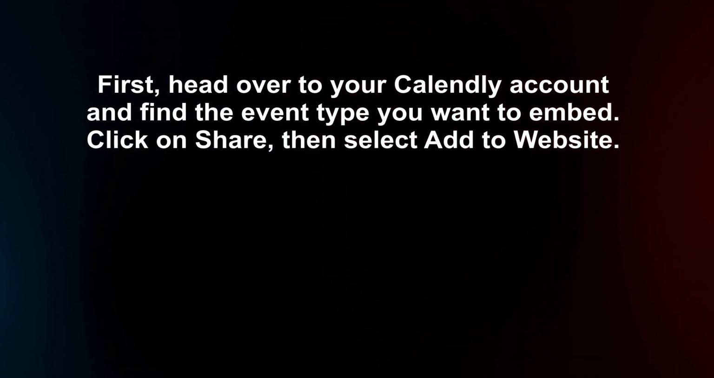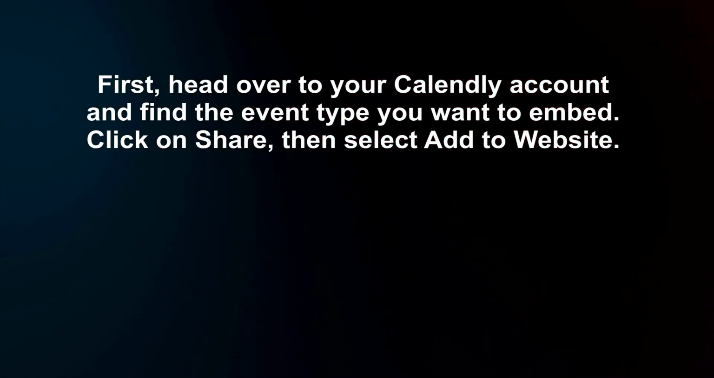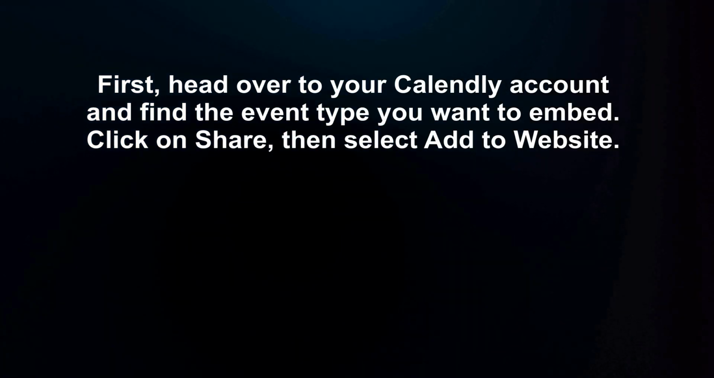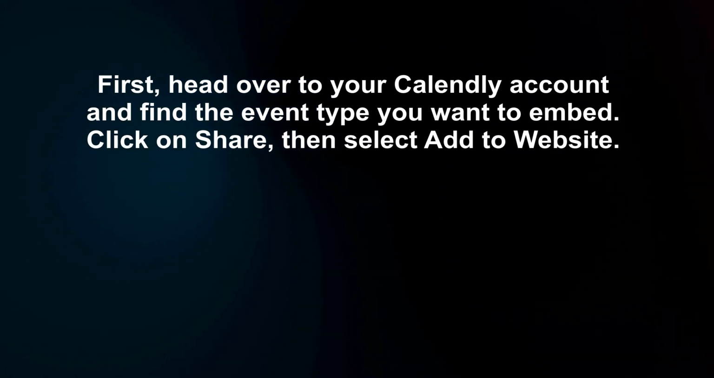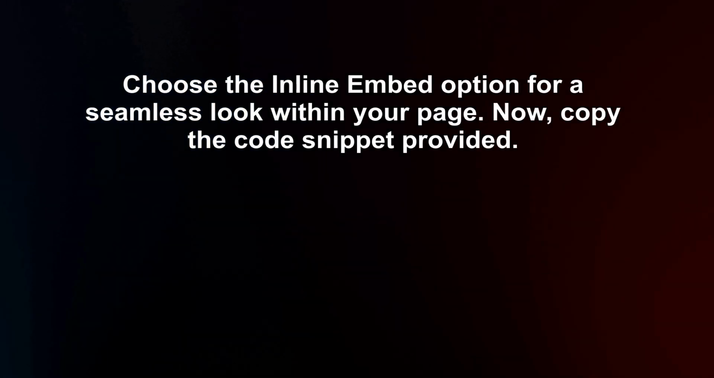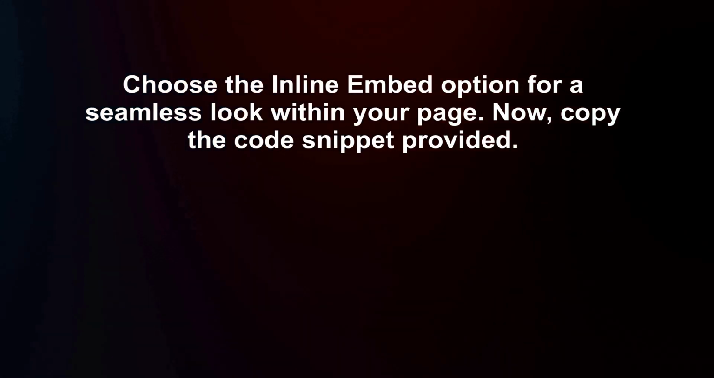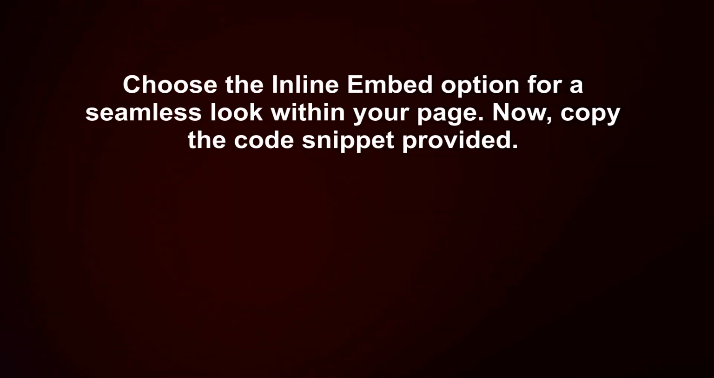First, head over to your Calendly account and find the event type you want to embed. Click on Share, then select Add to Website. Choose the Inline Embed option for a seamless look within your page. Now, copy the code snippet provided.